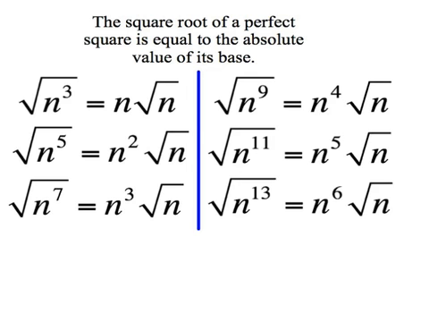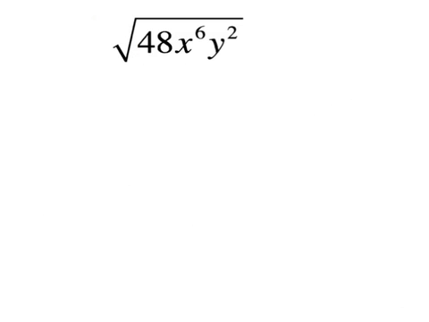And we're going to do one more. The square root of n to the 13th is n to the 6th times root n. So when you're taking the square root of a variable with an odd exponent, you never have to worry about absolute value symbols, because you're making the assumption that you're simplifying an expression that is a real number in the first place. Well, let's take a look at this problem.